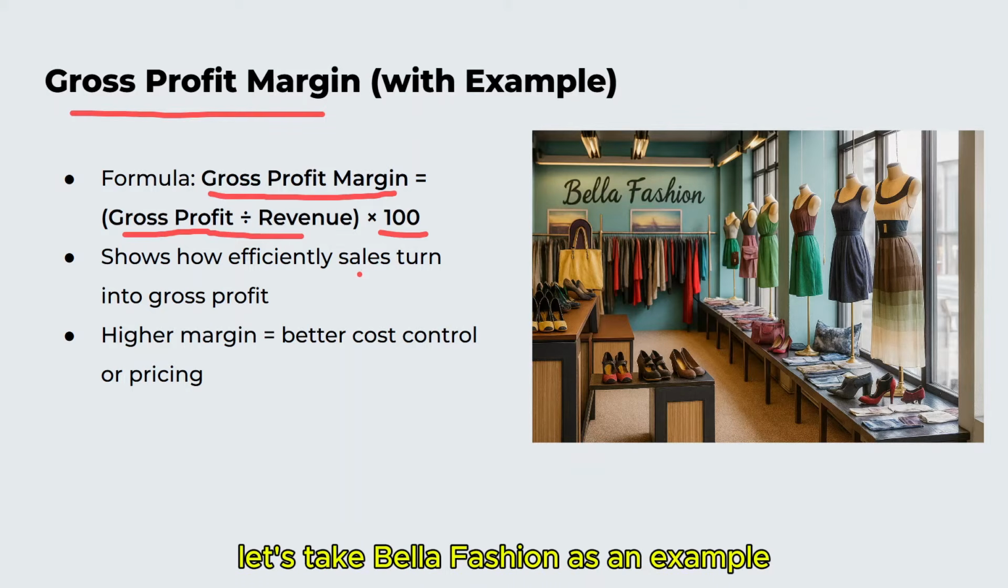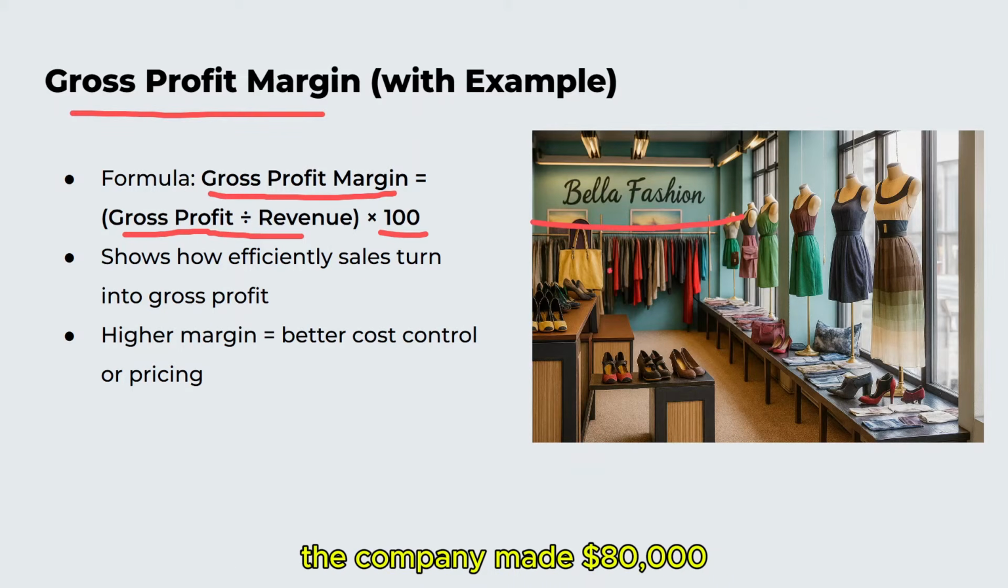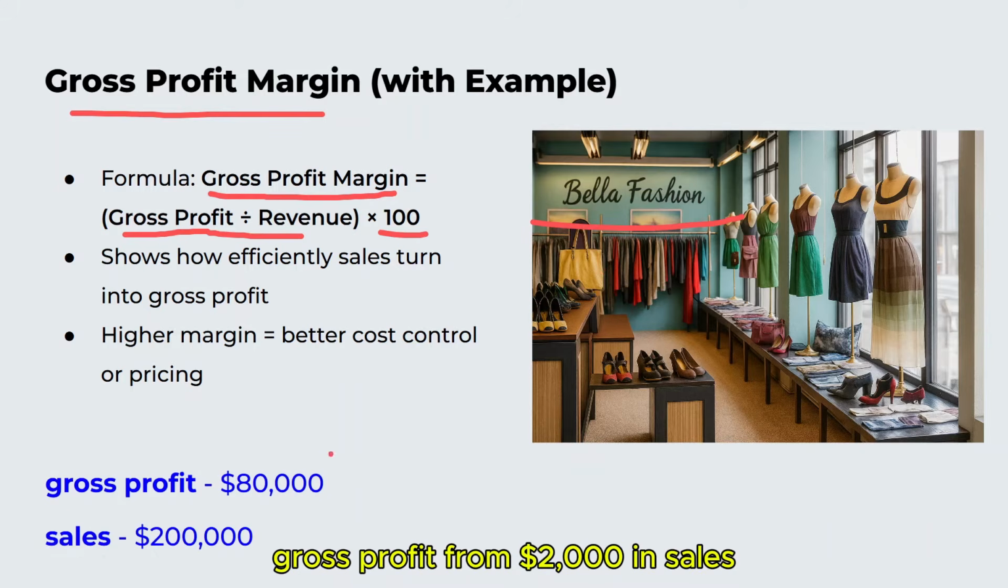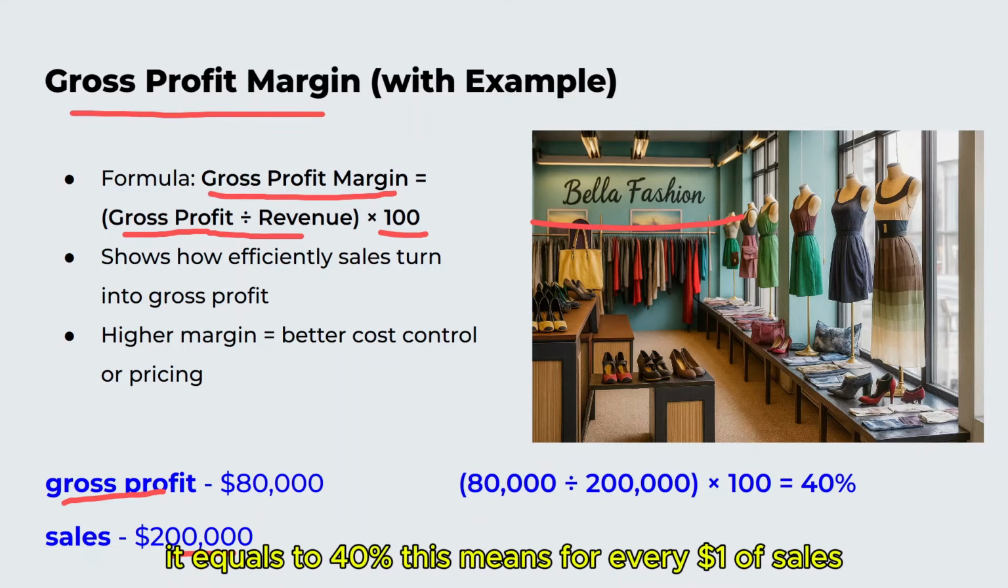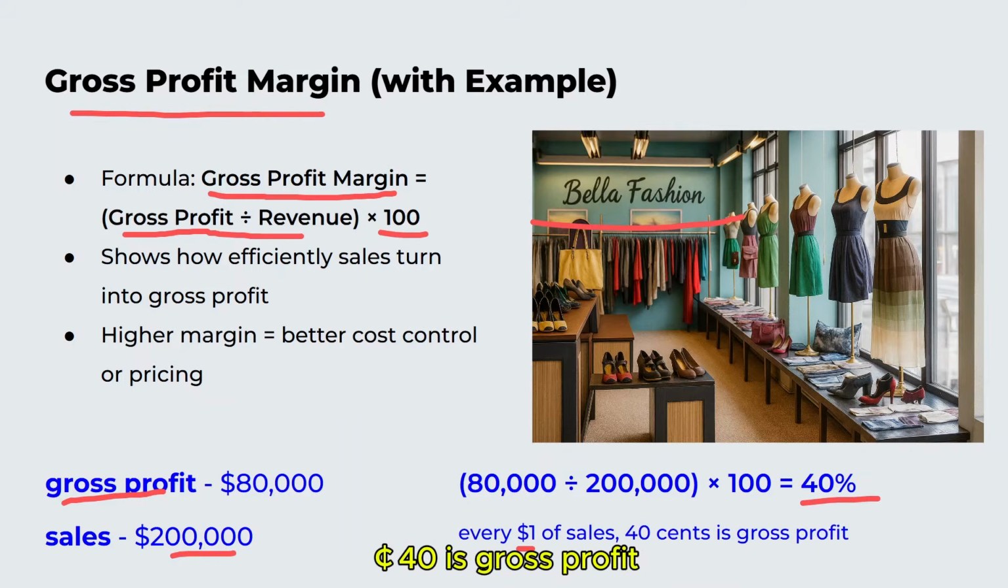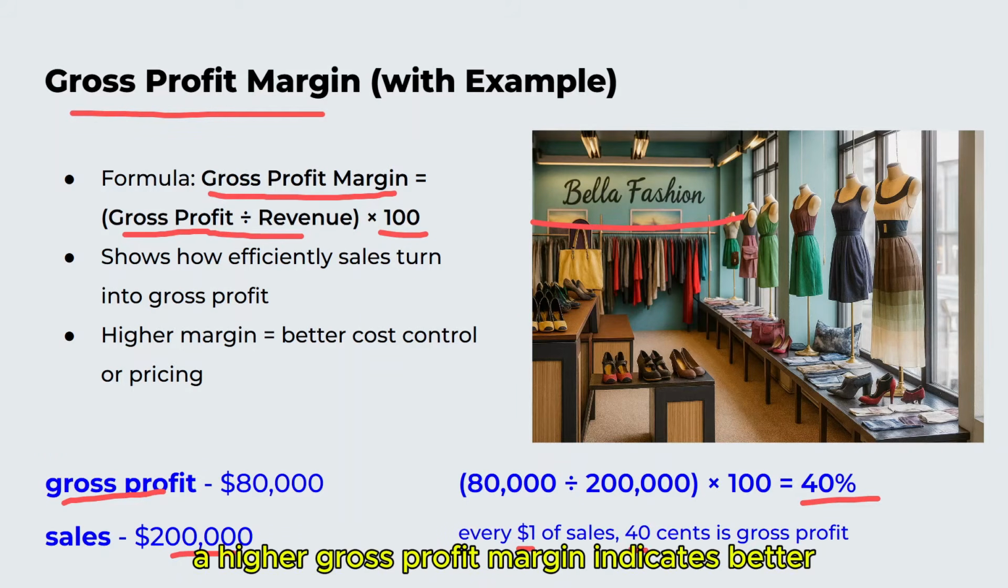Let's take Bella Fashion as an example. The company made $80,000 gross profit from $2,000 in sales. If we calculate gross profit margin, it equals 40%. This means for every $1 of sales, 40 cents is gross profit. A higher gross profit margin indicates better control over production costs or higher selling prices. To improve this ratio, businesses can reduce costs, find cheaper suppliers, or increase prices if customers are willing to pay.